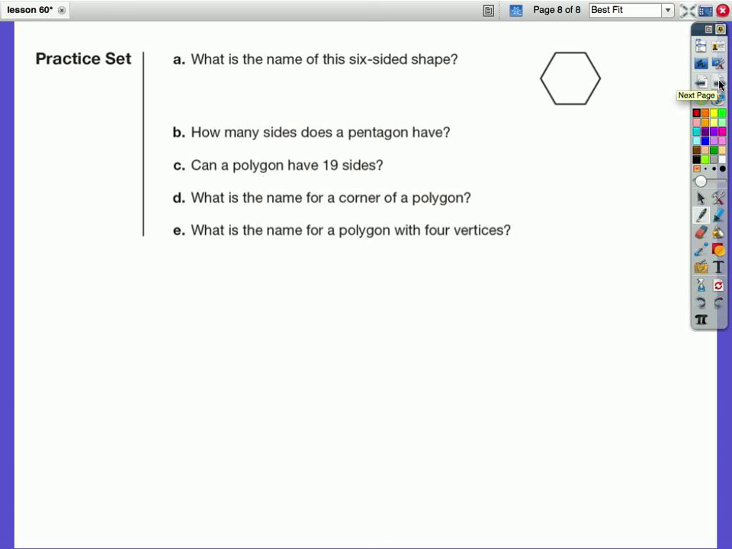Go ahead, do the practice set. If you have any questions on polygons, make sure you bring them to class and ask.